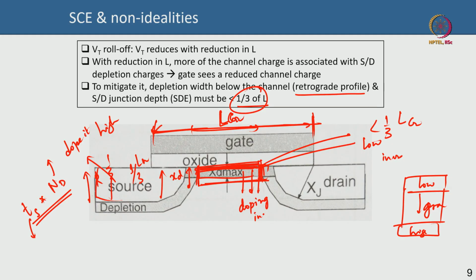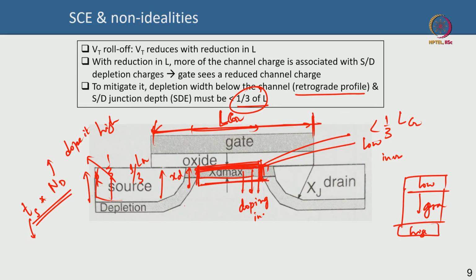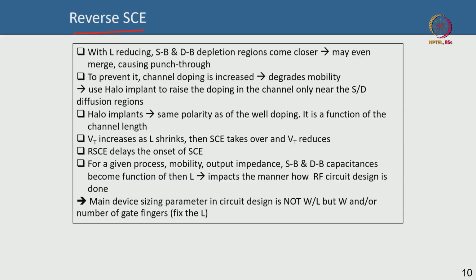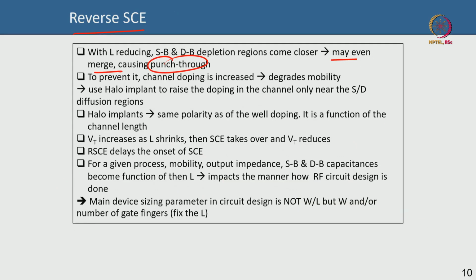Okay, you can say that you have to maintain the same conductivity here. So now there is something called a reverse short channel effect. See, when you reduce the gate length, the source and drain depletion regions keep coming closer to each other. At the limit, when they come very close to each other, they can even merge. The depletion from source and drain can merge together, and if they merge together, it's called punch through.